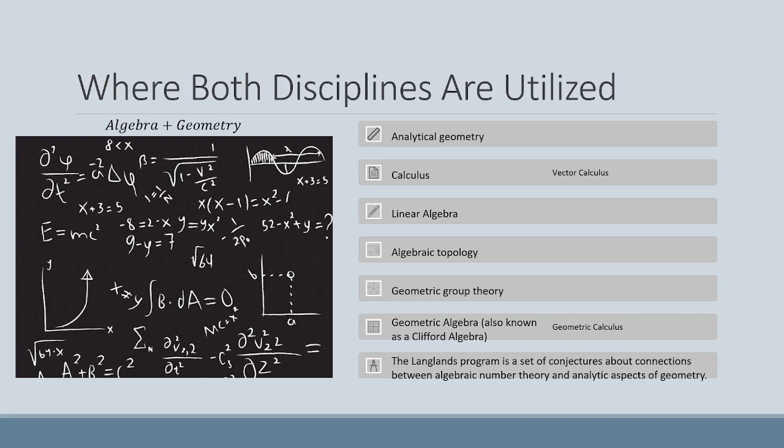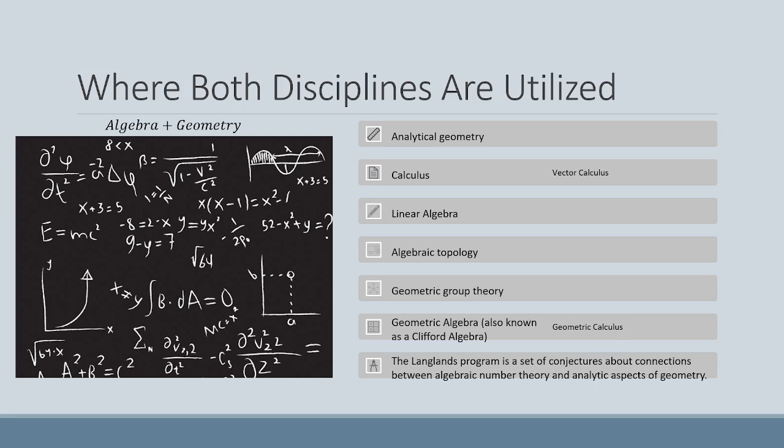There's also linear algebra, which deals with the study of vectors and projections. And geometry has been often presented in teaching and learning the subject. We also have algebraic topology, which uses algebraic invariants to distinguish topological spaces. We also have geometric group theory, which studies finitely generated groups via geometric representations.